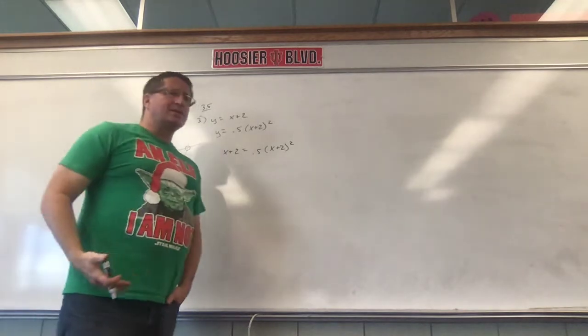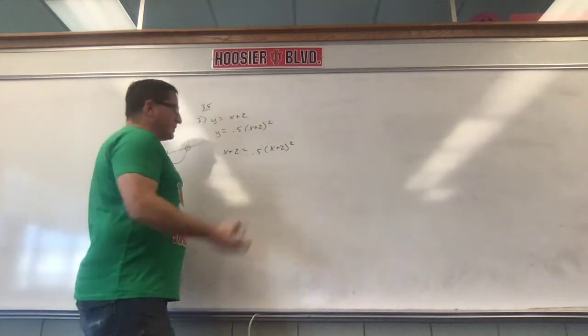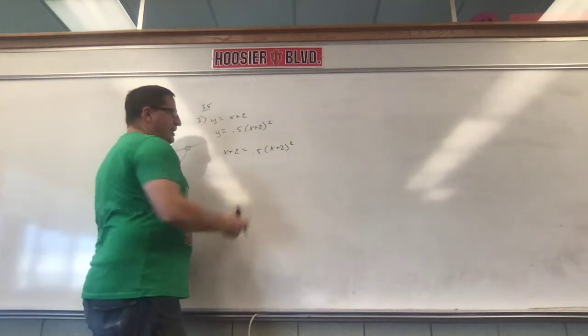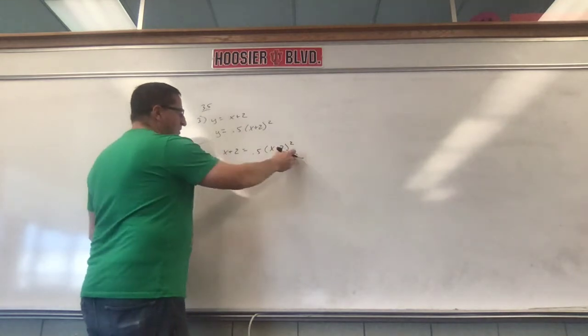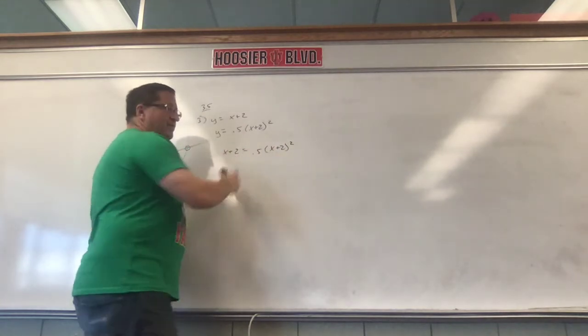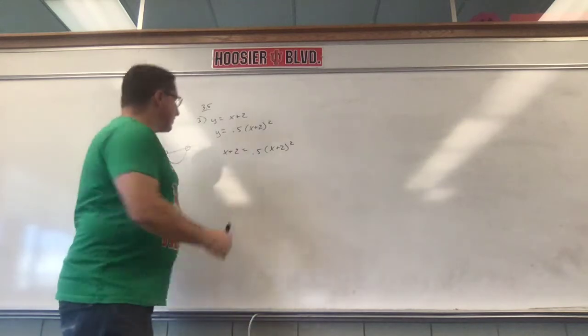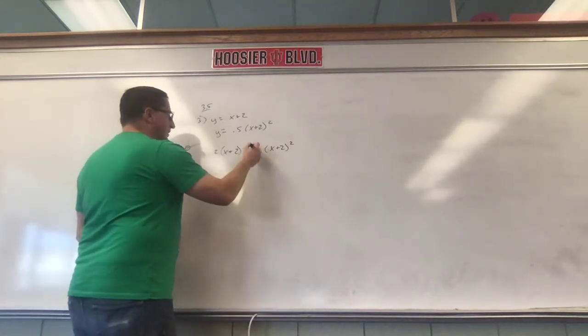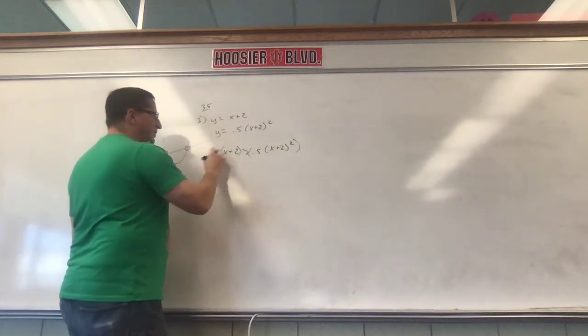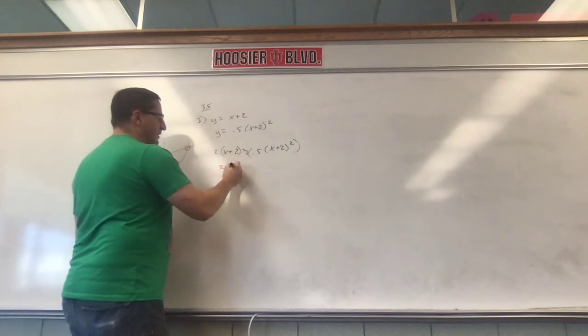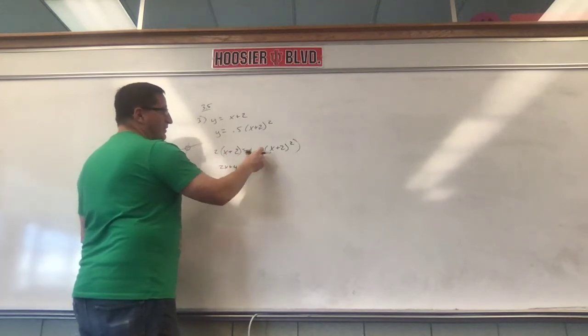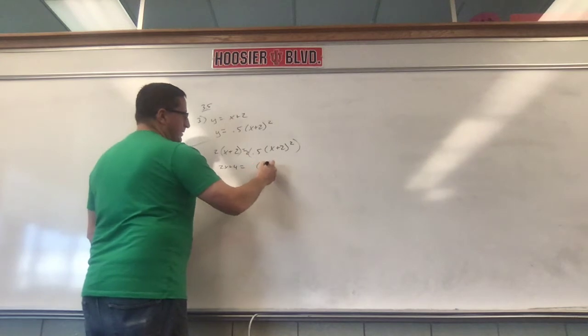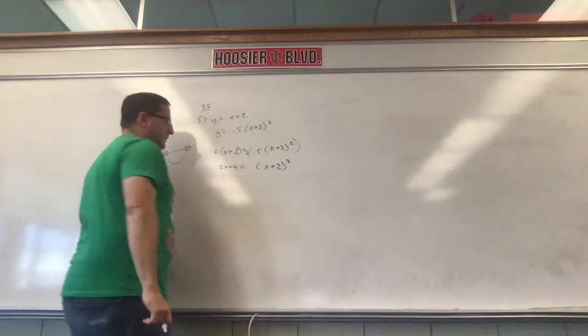Now, we're going to simplify this. First off, I don't like fractions or decimals. 0.5 is the same as a half. I'm going to double each side. That'll get rid of this decimal. If I double 0.5, it turns into a 1. So double this side and double this side. We have 2x plus 4 equals 2 times 0.5 is 1, so that's gone, 1 times x plus 2 squared.